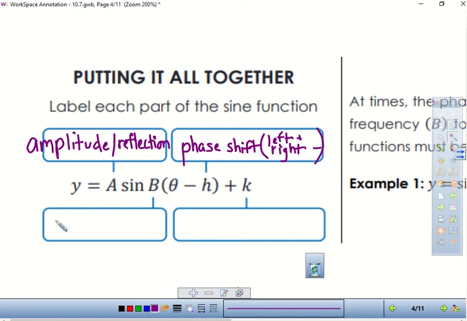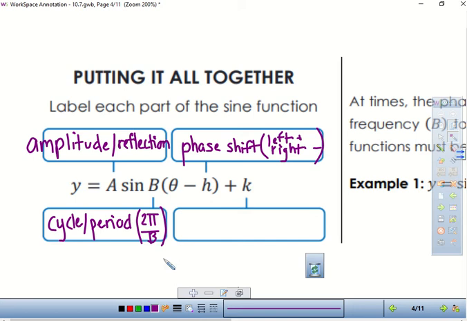And this one affects your cycle, also known as the period, and that's your B value. And we know that the period is 2 pi divided by B. Feel free to write it or don't. It's on the next slide too.